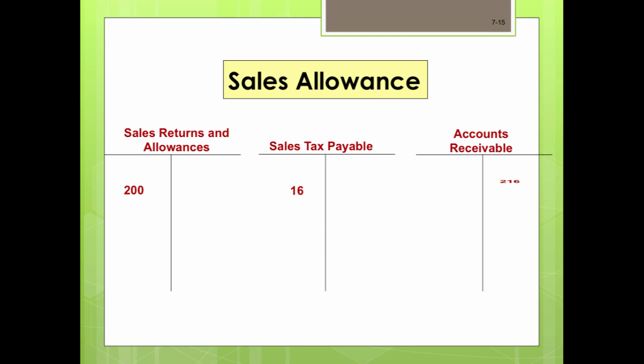Okay, now the sales returns and allowances account will be debited for $200, and the sales tax payable account will be debited by $16, and the corresponding credit of $216 will go to the customer's accounts receivable account. And so this is the way that it looks for your T accounts. Remember, you learned about T accounts in the previous chapters. So a sales allowance will reduce net sales on the income statement and will reduce accounts receivable and sales tax payable on the balance sheet. Okay.